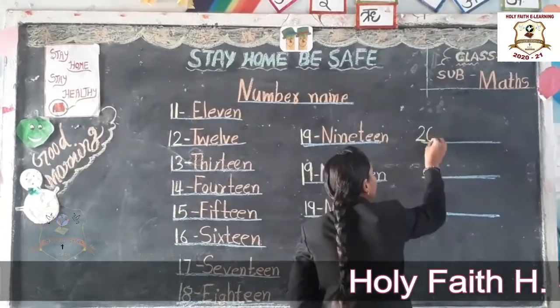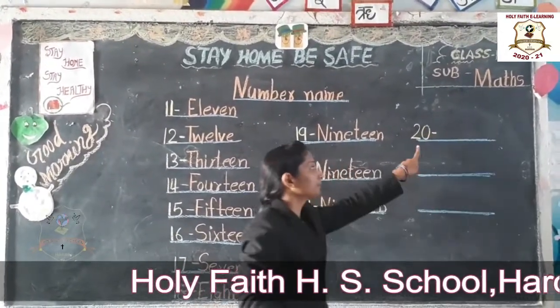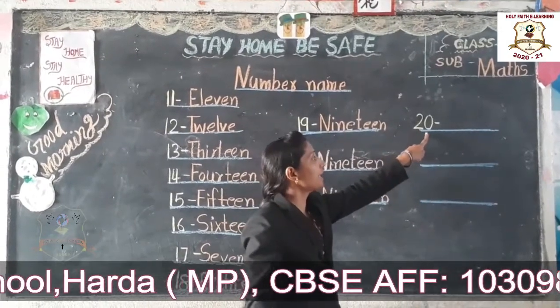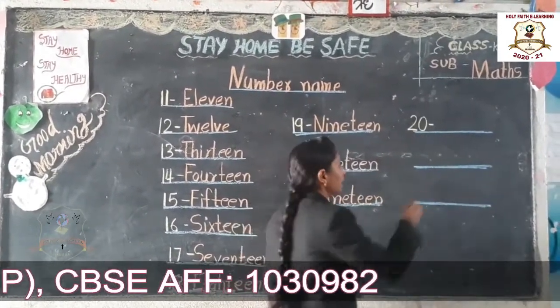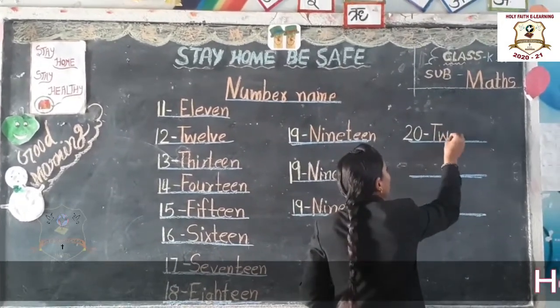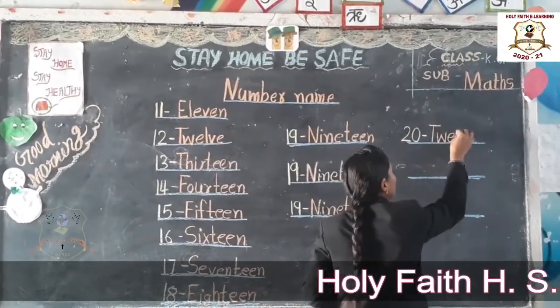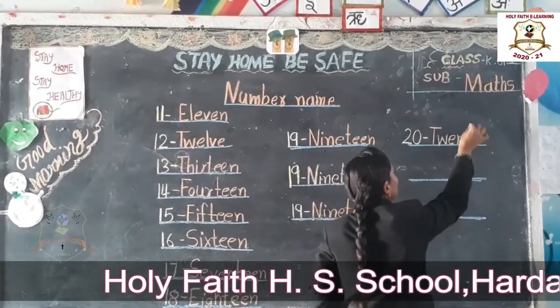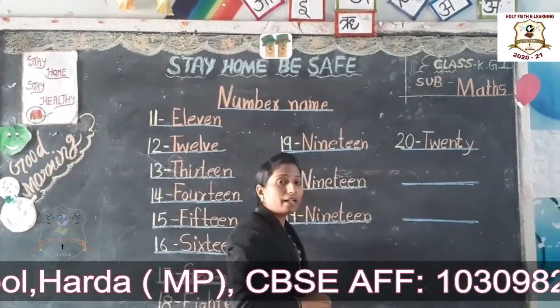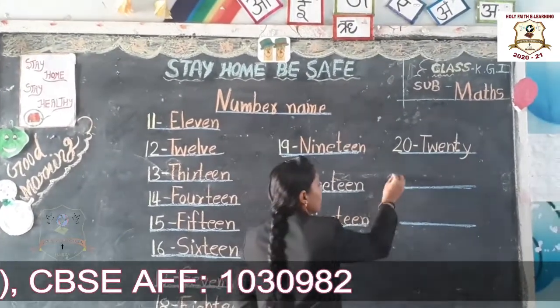Tell me, which number is this? Think. Yes, you're right. This is number 20. 20, 20. T, W, E, N, T, Y. 20. Okay? Now, one more time.